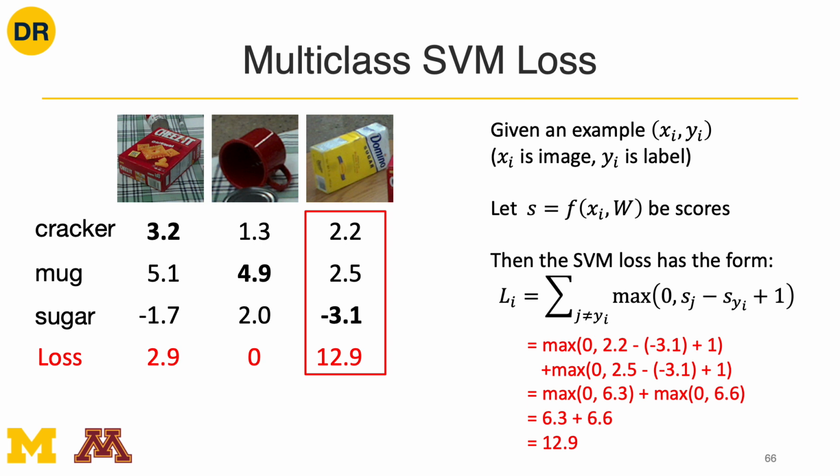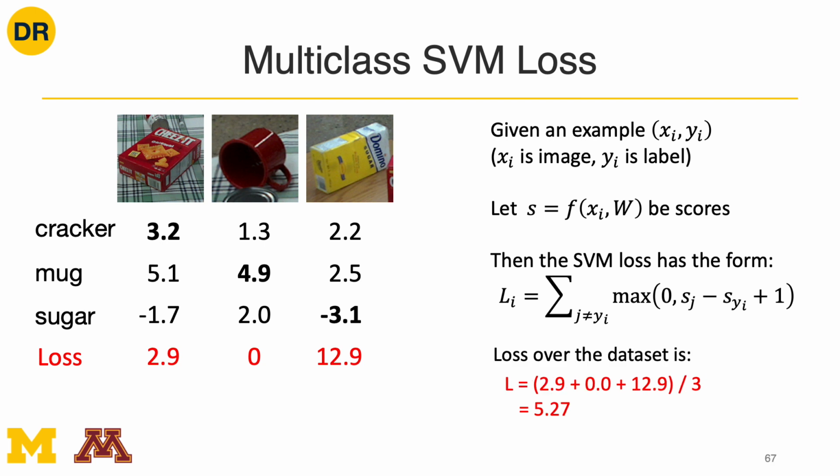The third example then shows a very, very large loss, right, of 12.9. And the way to interpret that is it's because the sugar box, which is the correct category, had the lowest score, and by quite a bit, compared to the incorrect categories. So if you work through the math, you'll get to the same answer. Okay, so given that we've calculated the loss for each of those individual examples, what we would do is sum that loss and divide by the total number of examples in our data set. In this case, it was 3 examples, to produce the overall loss of our model on the data set.